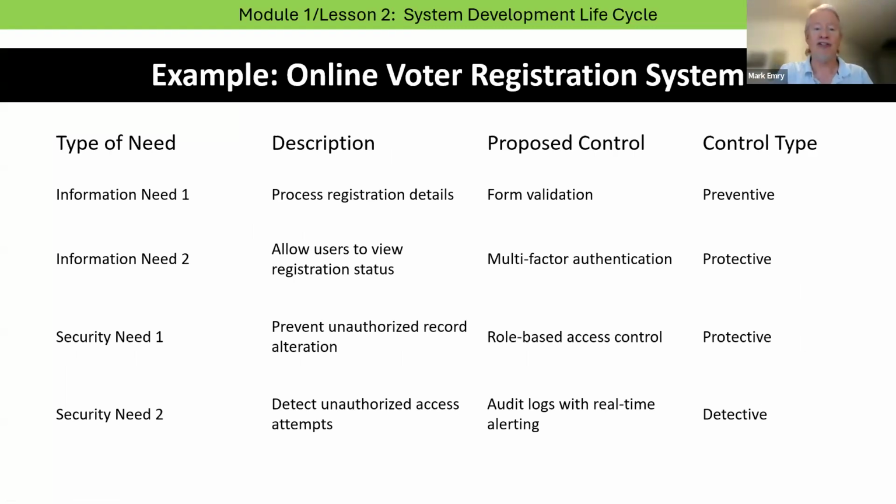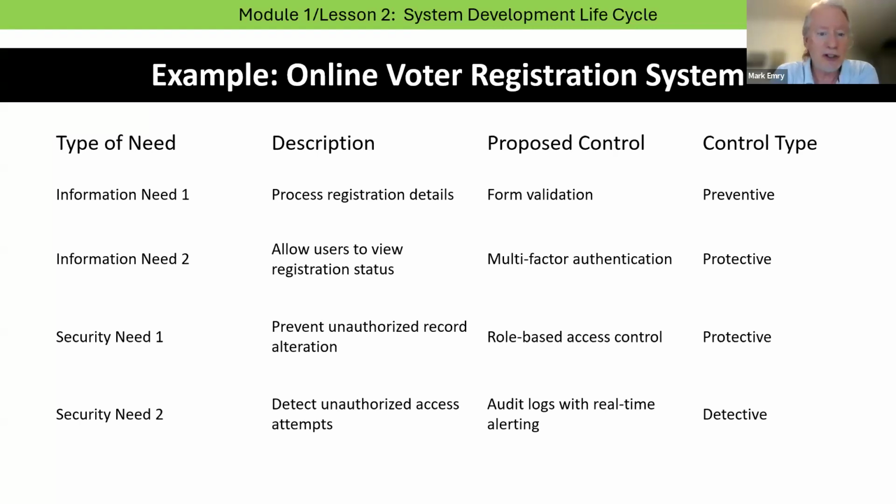You're helping to design an online voter registration system. It will allow eligible citizens to register, update their information, and check their registration status. In the design process, we have identified the information needs the system must support to function properly. So we need the information.